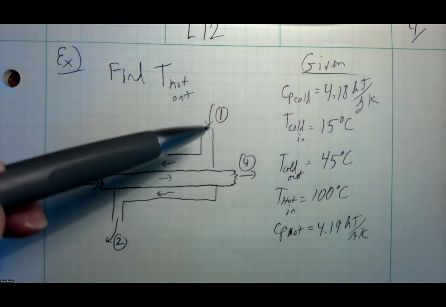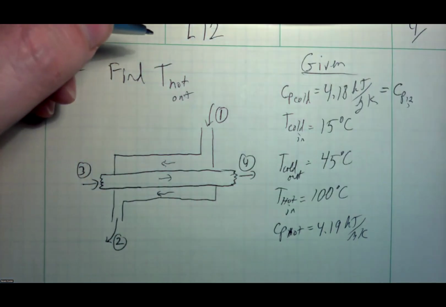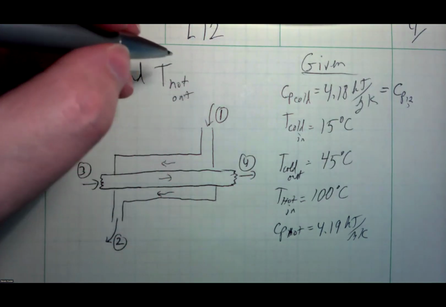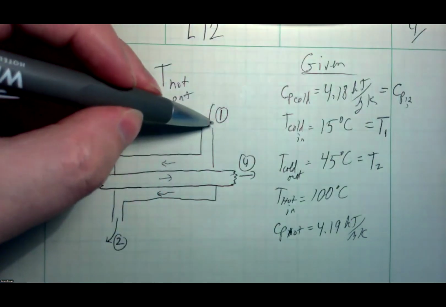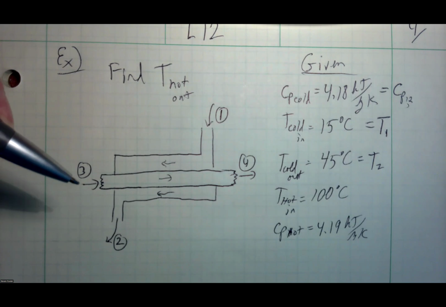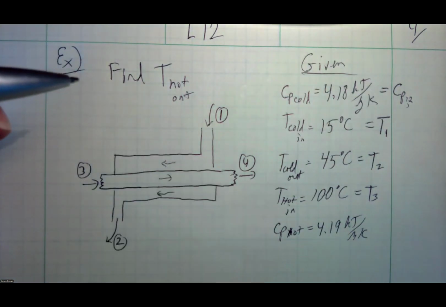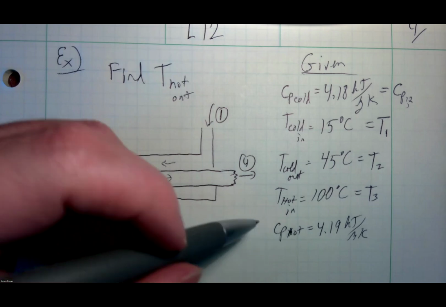Now that I've identified these, I can say, all right, well, this is the cold stream. This is C sub P1,2. Right? That's a C sub P for the 1 and the 2, the inlet and the outlet of the cold stream. This is the cold in. This is T1. This is the cold out. That is T2. This is the cold inlet and the cold outlet. So it's going to be T1 and T2. This is the hot coming in. This is going to be T3. And this is the cold. I'm sorry. This is the C sub P for the hot water.